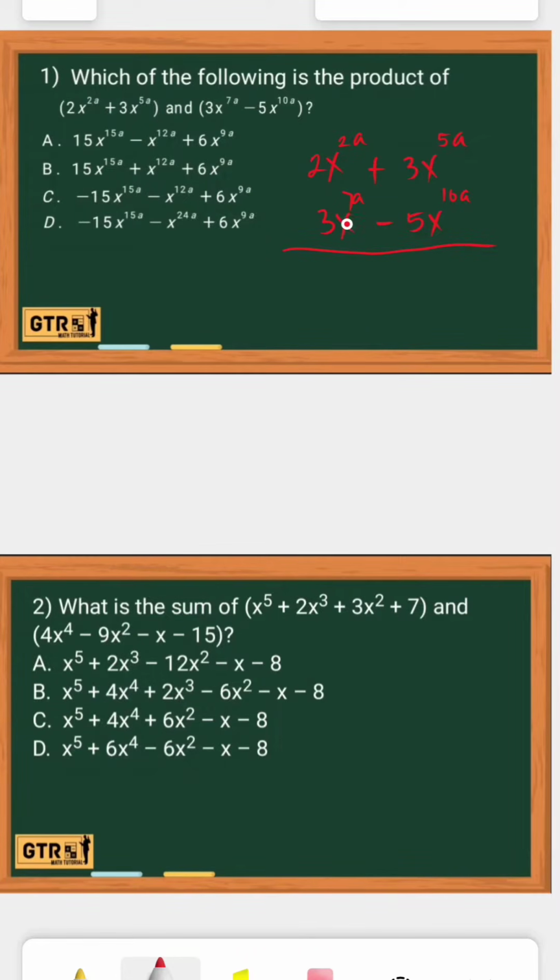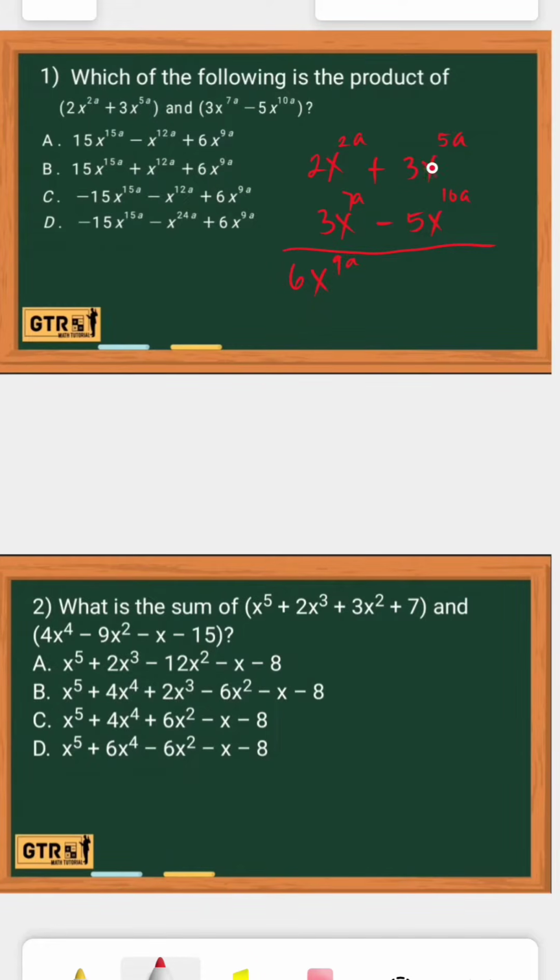So 3x to the 7a distribute sa 2x to the 2a and 3x to the 5a. So just multiply the numerical coefficient. So 3 times 2, that will give us 6. And then x raised to 7a times x raised to 2a. So use the law of exponents. Same base, so just add the exponent. Therefore we have 6x raised to 2a plus 7a, that is equal to 9a.